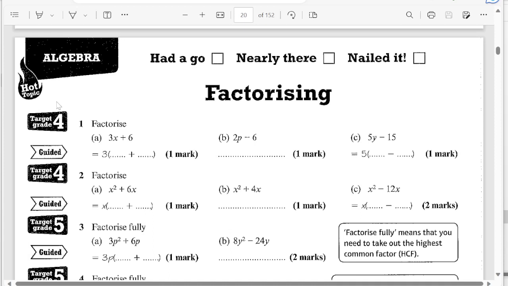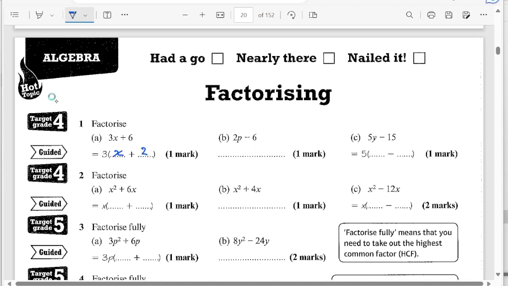So first of all, factorise. Factorise essentially means put into brackets. So we take out common factors when we're factorising things like this into single brackets. It's guided here, we've got 3 taken out as a common factor. I tend to say, what do I need to times 3 by to make 3x? So that would be x. And what do I need to times 3 by to get 6?